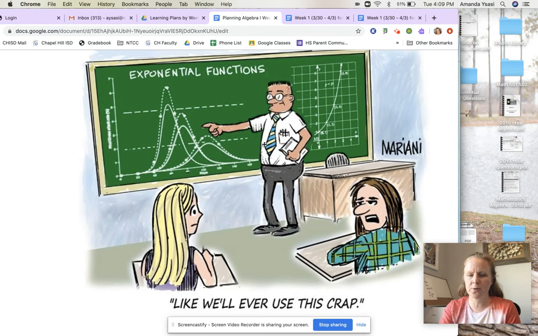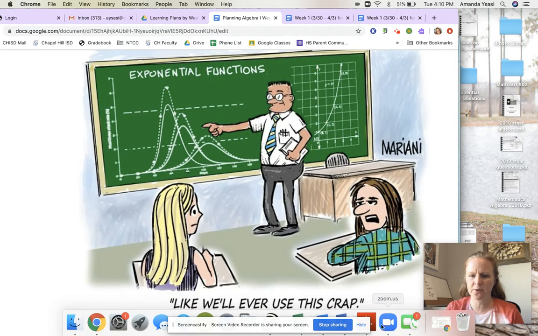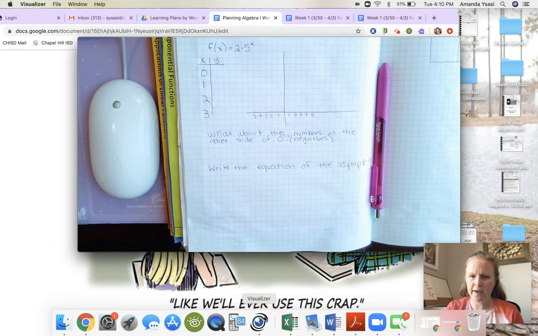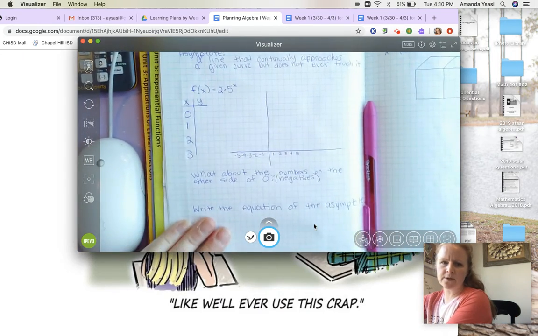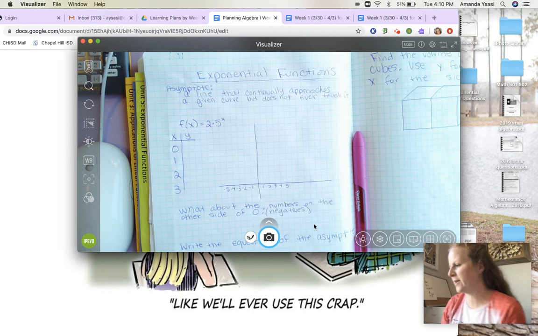What I want us to do is just finish the exponential function stuff. One thing that we haven't learned is asymptotes. So that's going to be one thing that we will talk about right now. So let me switch over to my visualizer. Okay, so I have these notes that I'm putting on the next pages in our journal.